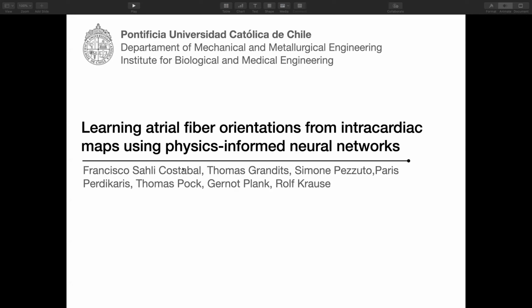Yeah, so today I'm going to talk about how we can learn the fiber orientations based on electroanatomical maps data. This is a big collaboration with a couple of groups that you can see the names of in this slide.